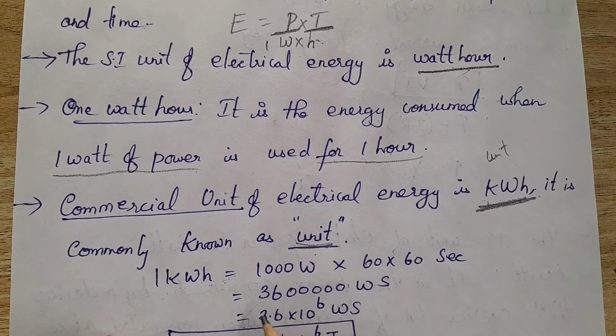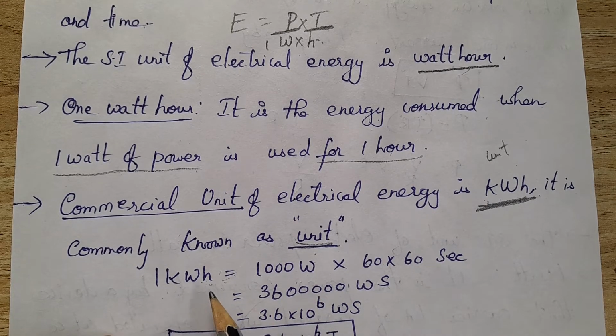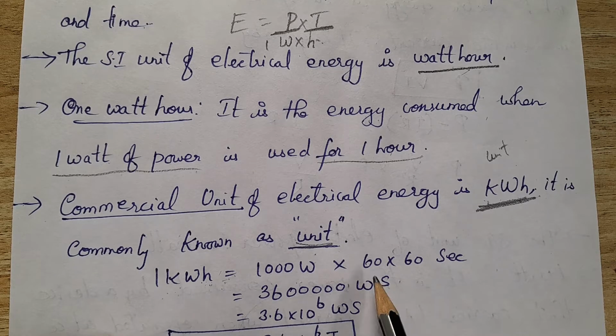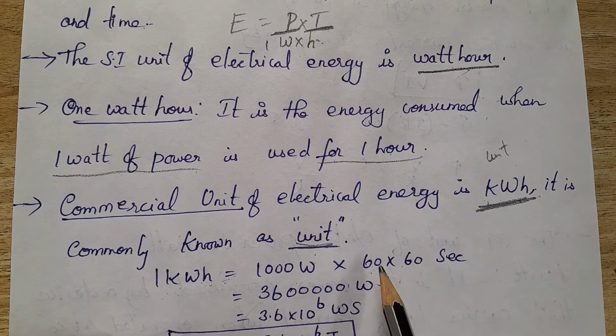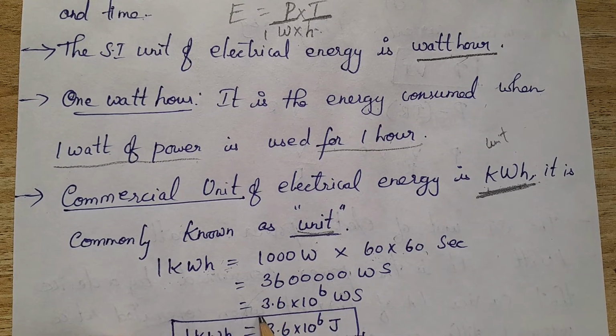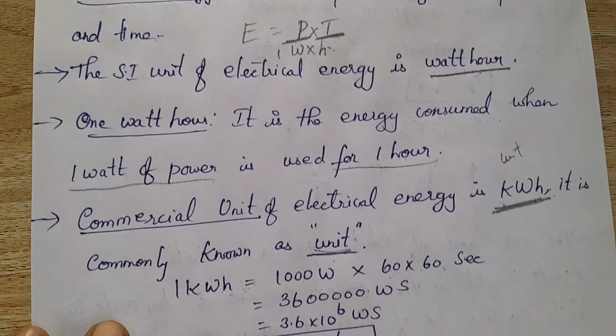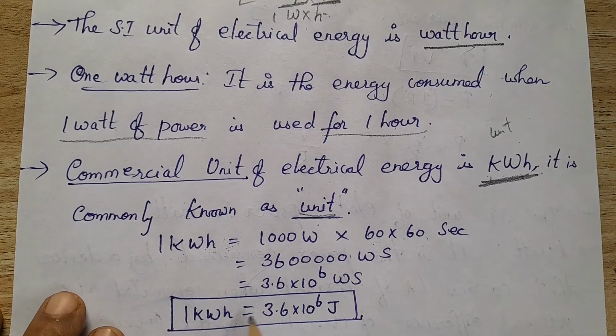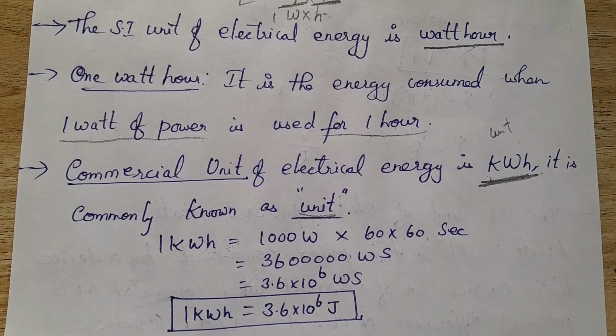In terms of joules, we are trying to give it. So you convert the kilowatt to watts and the hour to seconds, multiplying 60 into 60 for converting to minutes and then to seconds. It can be rewritten as 3.6 into 10 to the power of 6 watt seconds. What is a watt second? Nothing but a joule, right? So 1 kilowatt hour equals 3.6 into 10 to the power of 6 joules. This much energy is consumed.